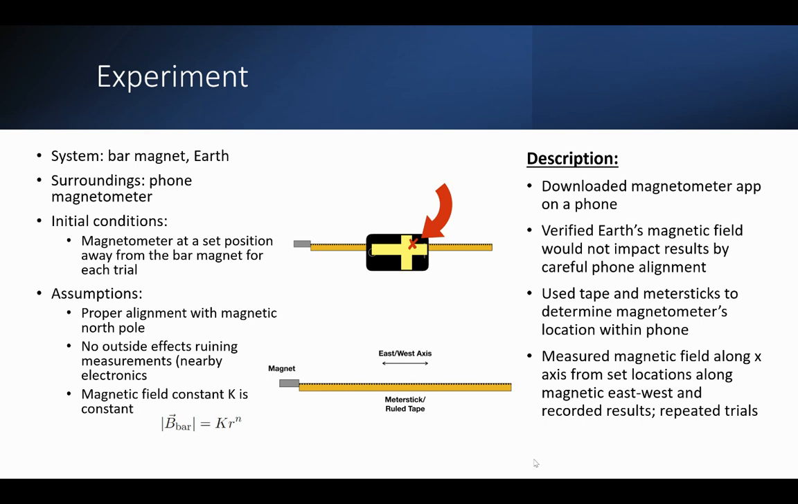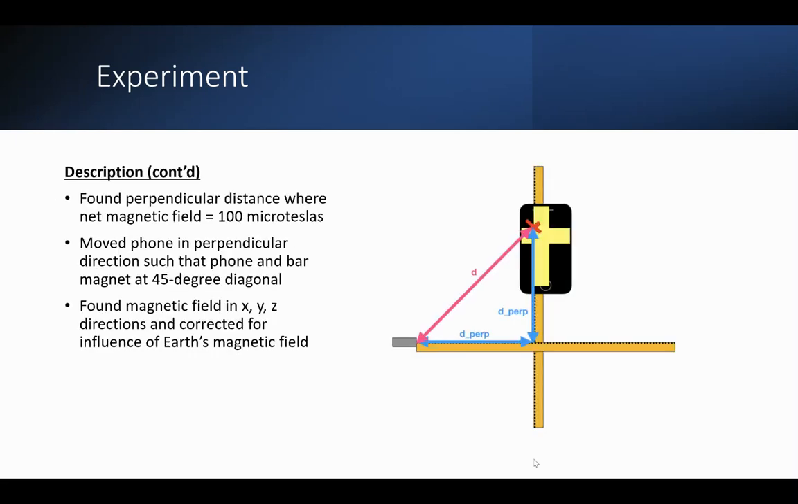The description of the lab was that first we downloaded the magnetometer app on a phone, then we verified Earth's magnetic field would not impact results by careful phone alignment. We then used tape and meter sticks to determine the magnetometer's location within the phone, and then we measured the magnetic field along the x-axis from set locations along magnetic east-west, and recorded our results in a spreadsheet with repeated trials.